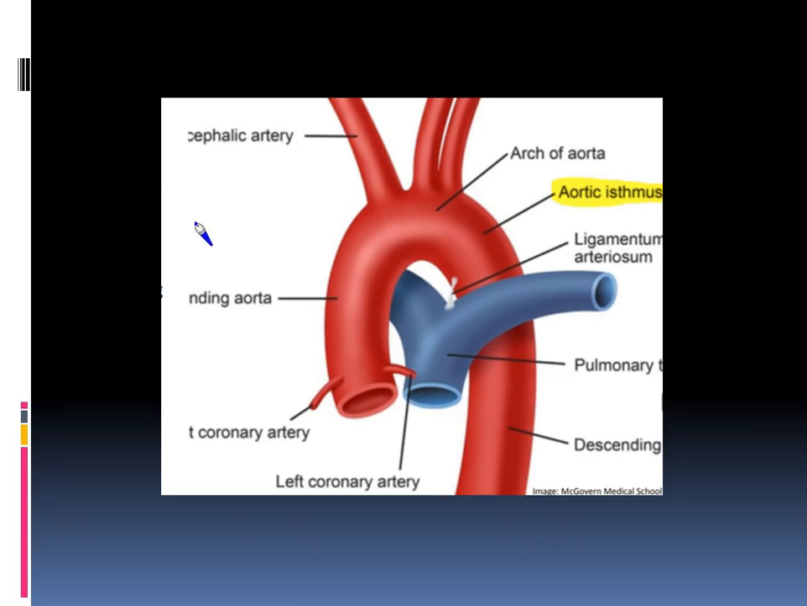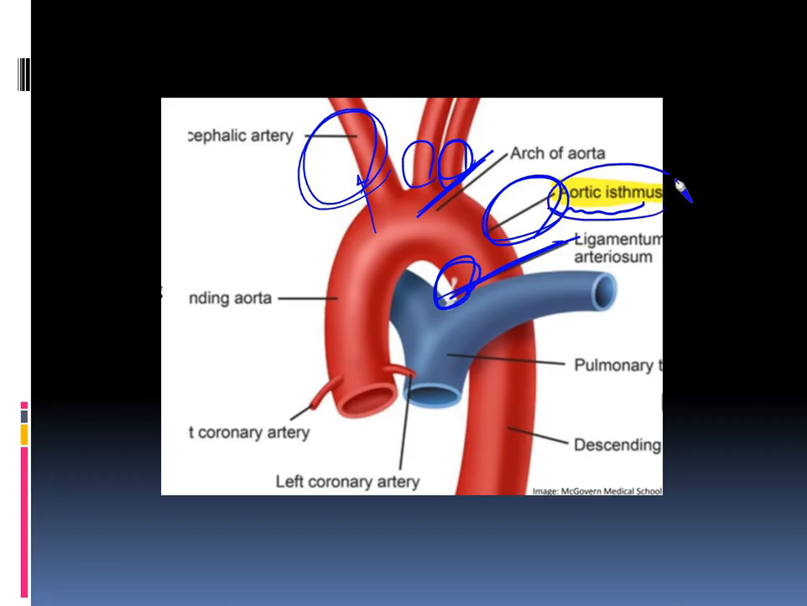If you look at the diagram, you can see the branches of the aorta. First, the brachiocephalic artery branches off, followed by the left common carotid, and then the subclavian artery. Starting from here, the area located between this point and the region where the ligamentum arteriosum is found is called the aortic isthmus.